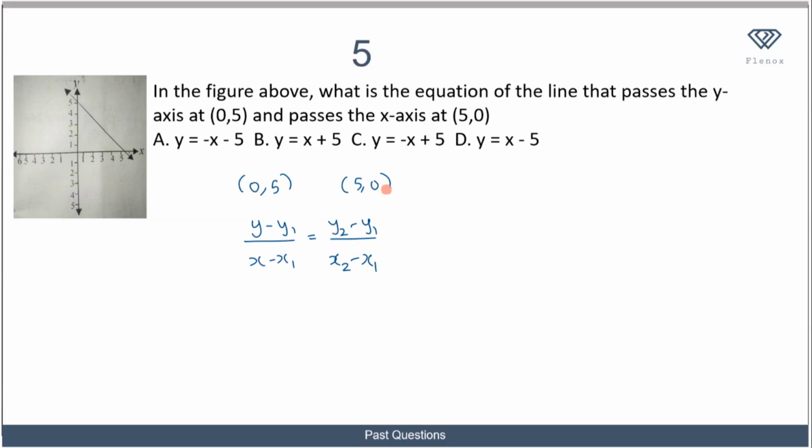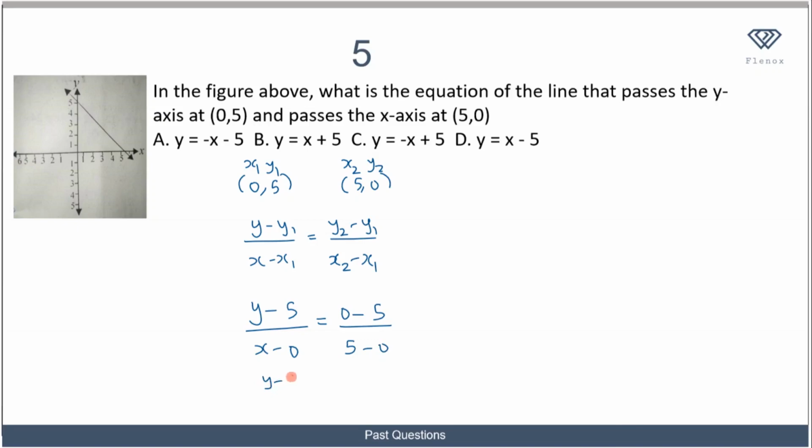So all we need to do is to label these coordinates. So we label here as x1 and y1, and we label here as x2 and y2. And if you recall, the order does not matter. I can choose to name here x2, y2, and here x1, y1. So I just substitute it into the formula. So I have y minus, my y1 value is 5 over x minus my x1 value is 0 is equals to my y2 value is 0, my y1 value is 5 over my x2 value is 5 and my x1 value is 0.